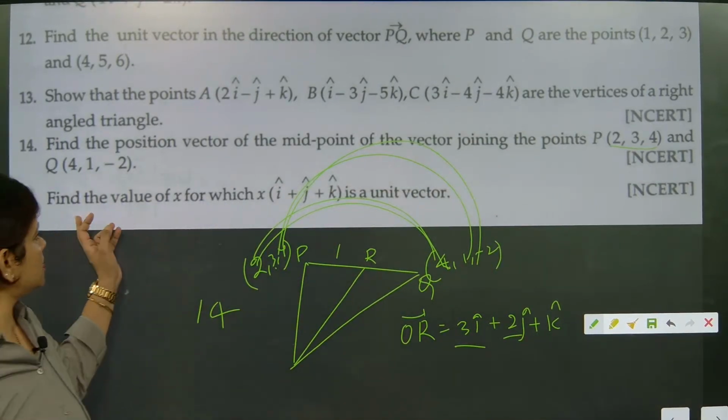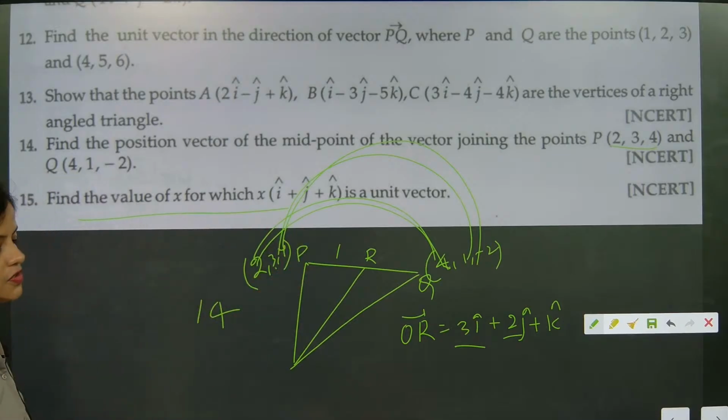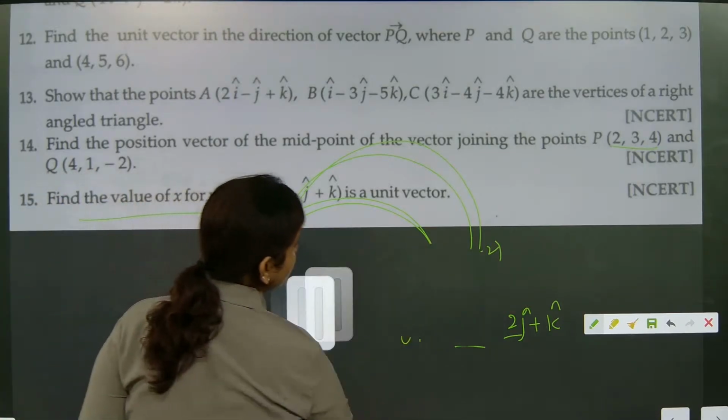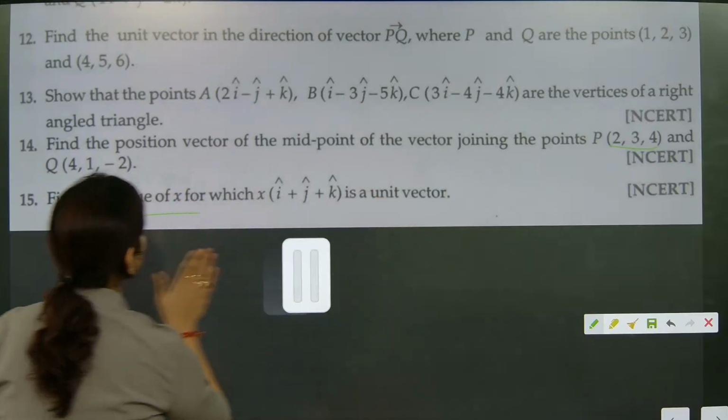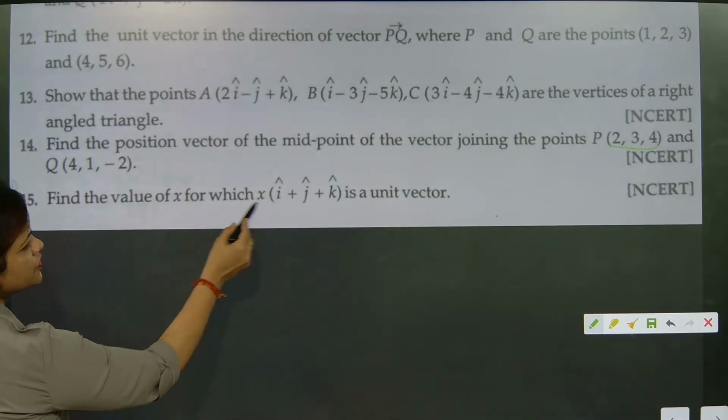Now look here. Now, the last question. This is not a very tough question, it is actually an easy question. Just check this one out. What they are telling here is: find the value of x for this to be a unit vector.